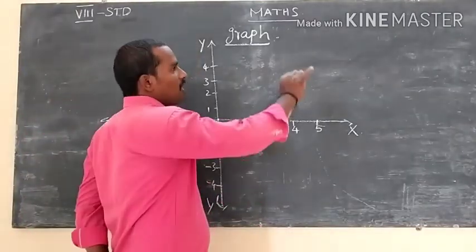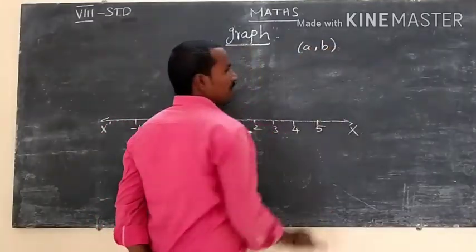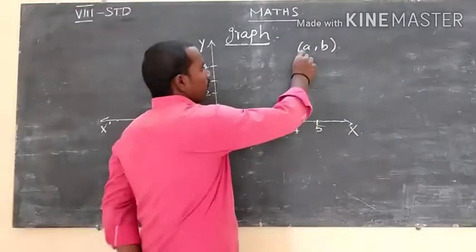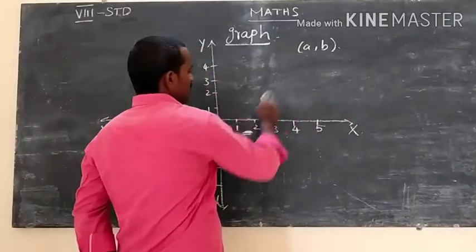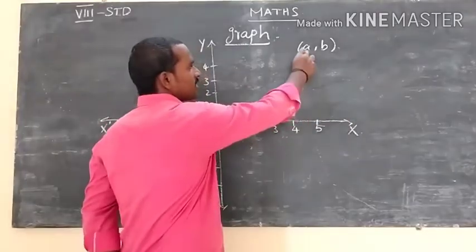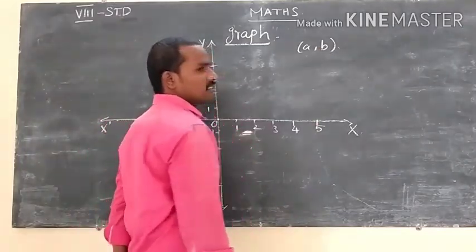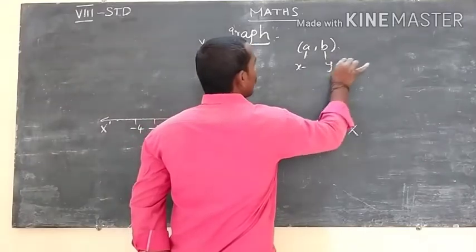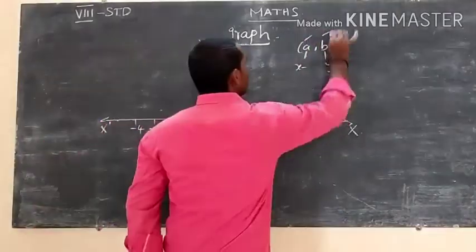Then a point is denoted by the pair (a, b). Here a and b are two numbers. Here a represents the distance along the x-axis and b represents the distance along the y-axis. This is the x distance and this is the y distance. This is the ordered pair. Understood?